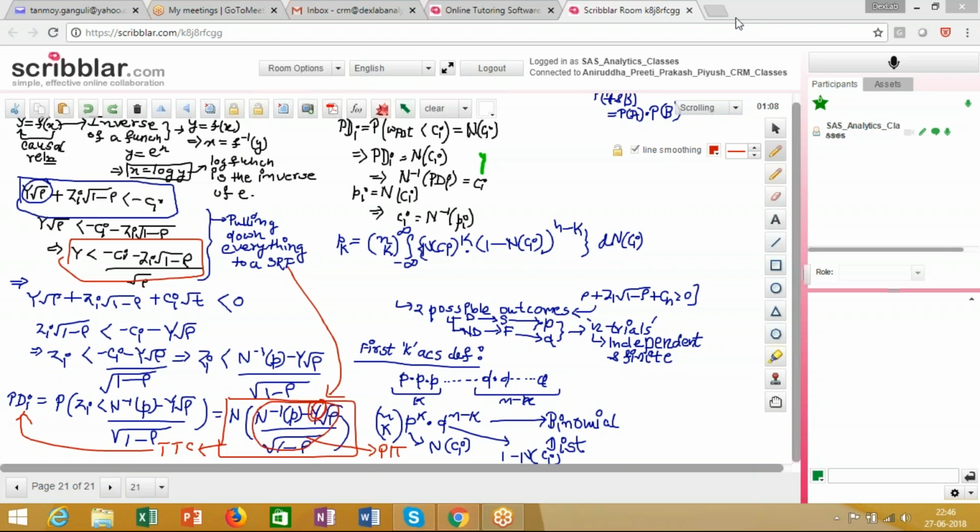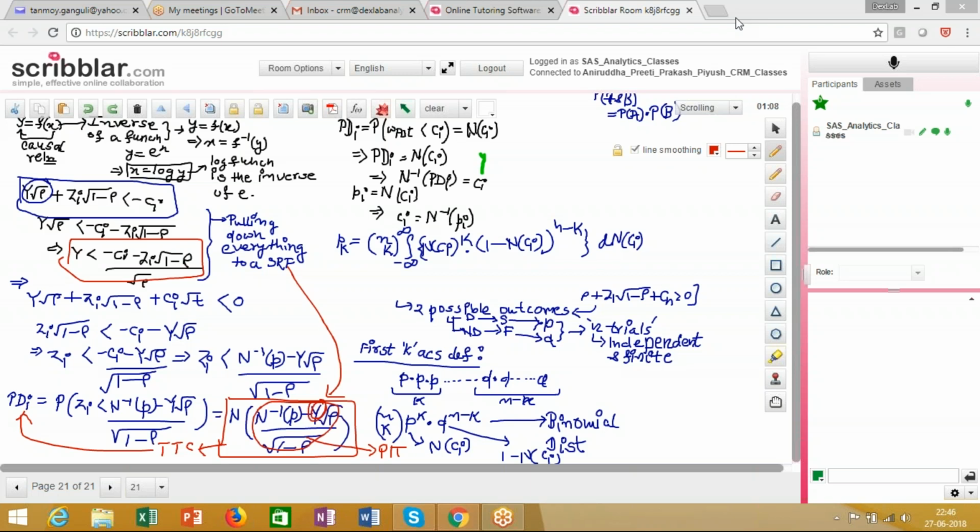Great. Okay. So this is how the single risk factor model works, and this is how the PD estimate is done. Now, this is up to the theory point.